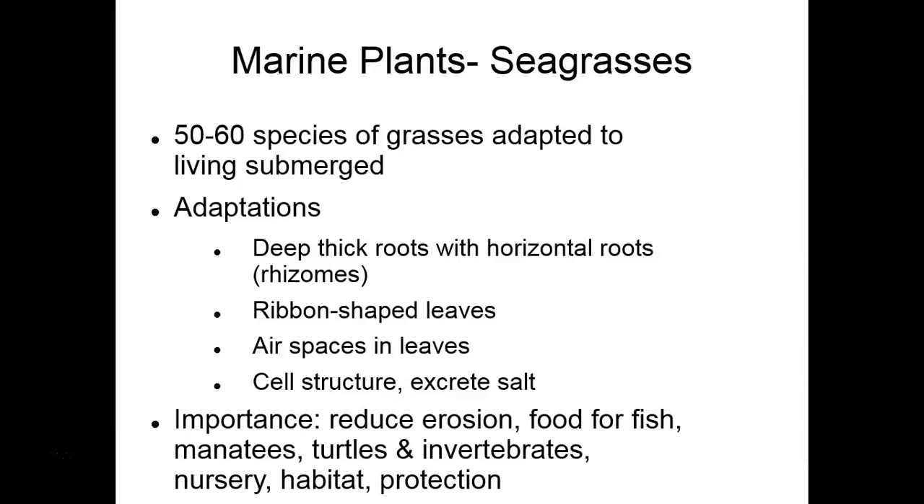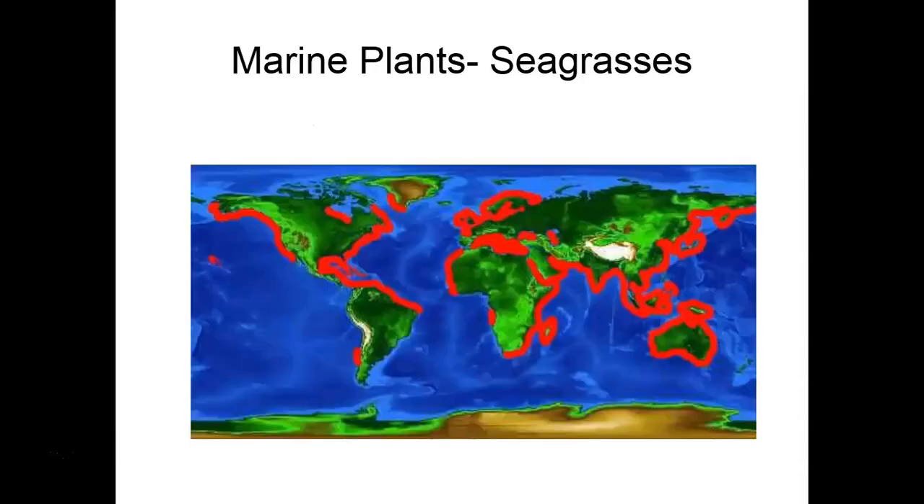They provide food for fish and also for manatees, for turtles, or the seagrass eating turtles like green turtles, and also provide habitat and food for invertebrates. They provide for a nursery zone and habitat for lots of different species and protection for them as well. And this is where you find seagrasses. So seagrasses are actually found all over the world. They're not limited to tropical waters or cold waters. They're actually found pretty much everywhere.